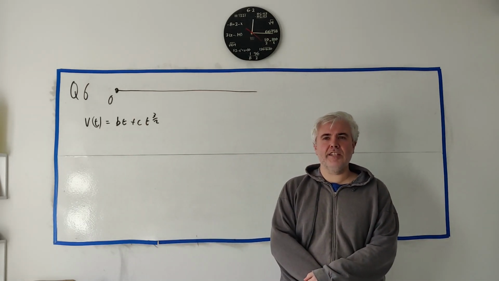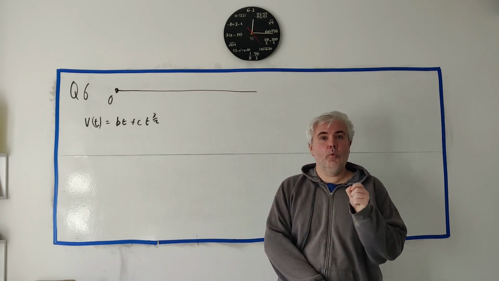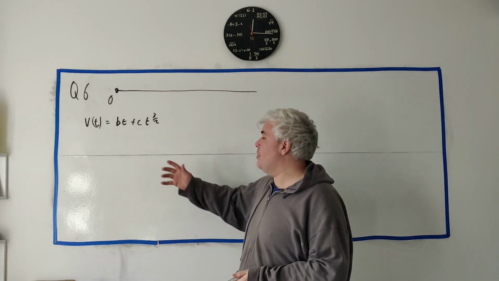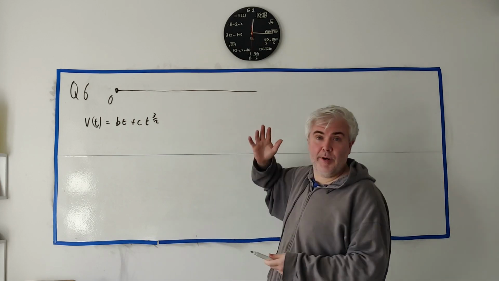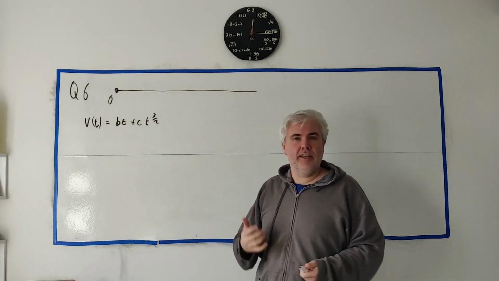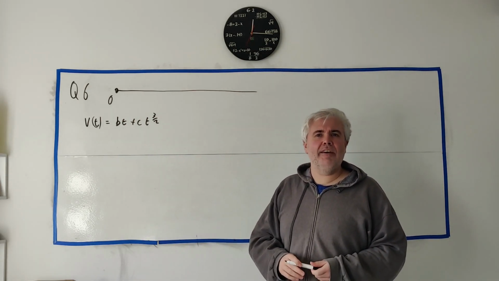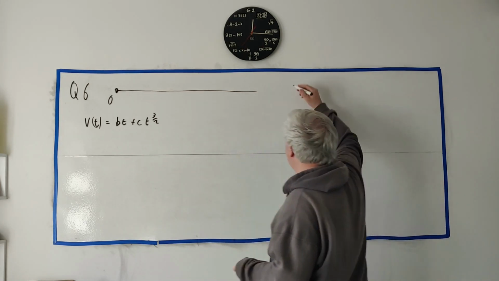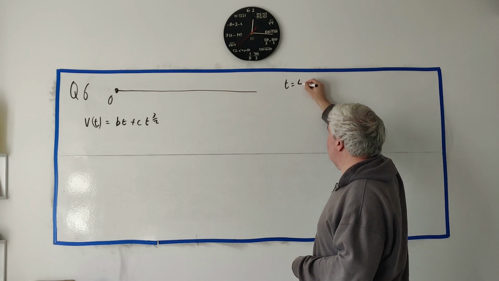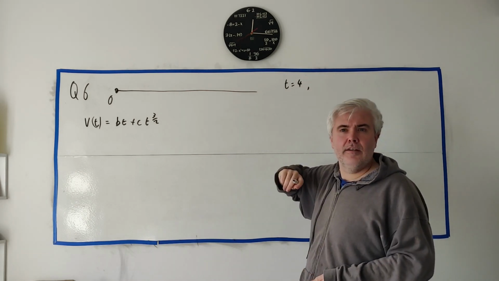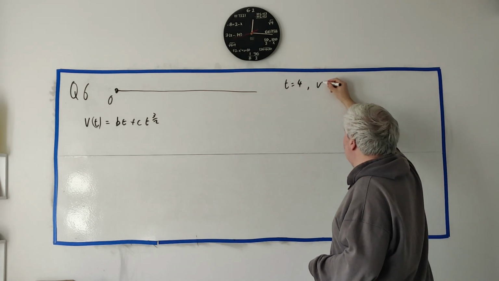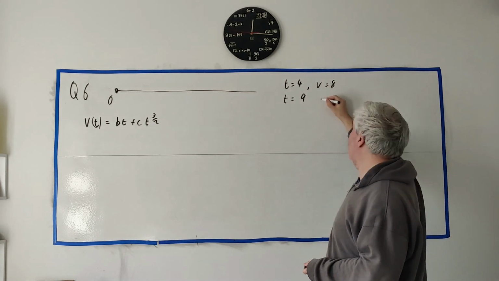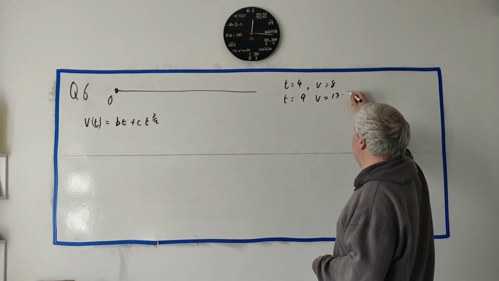And it tells us P has a velocity of 8 when t equals 4. So after 4 seconds, the velocity of this particle is going 8, positive 8. And after 9 seconds, the velocity is 13.5. Let's write that here somewhere. T equals 4 and velocity is 8, phi equals 8. T equals 9 and velocity equals 13.5.